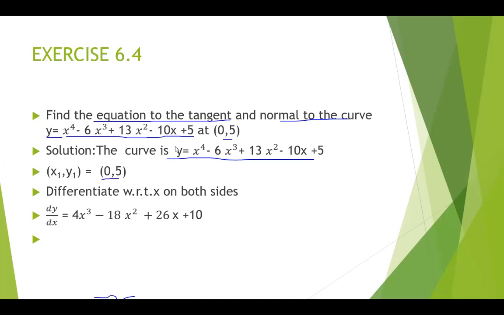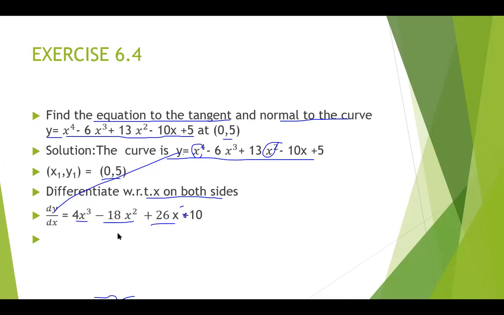Okay, when I get the curve, in order to find out its slope, what do we do? We differentiate with respect to x on both sides. X raised to 4, derivative is 4x cube. 6 3s are 18x square, negative sign as it is. X square derivative with respect to x will be 2x, 13 2s are 26x, and then I have minus 10 here, sorry, minus 10x plus 5, it will be kept as it is.